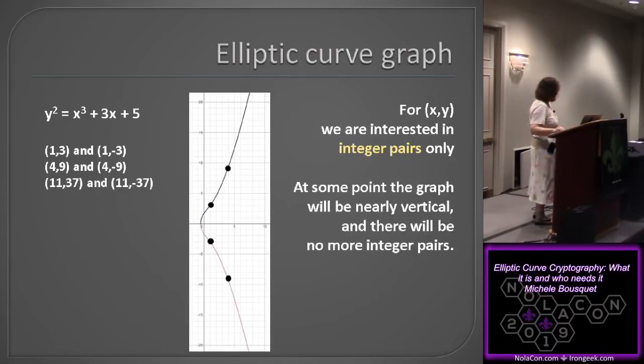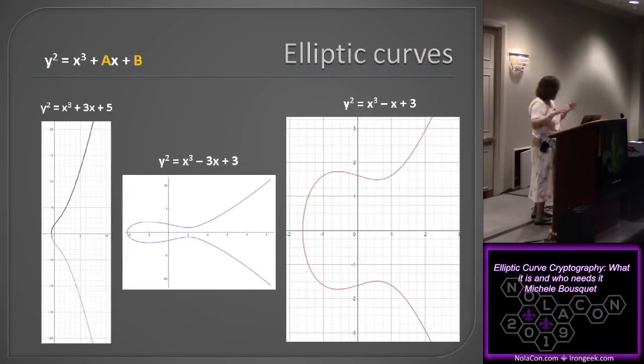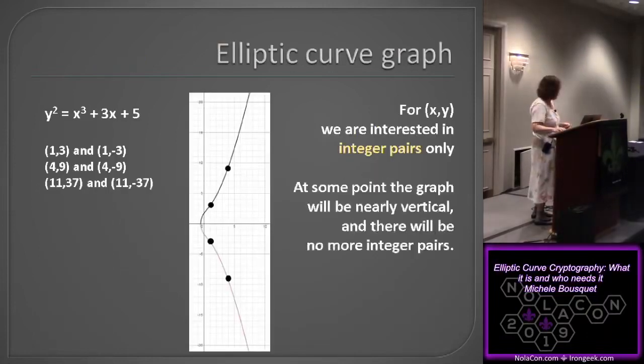So at some point, the graph goes nearly vertical with any elliptic curve graphs. Let's go back a little bit and take a look at those. See how at some point, they go nearly vertical, and you're not going to find any more integer pairs. So you need to just stick to the ones that you have that are within that.